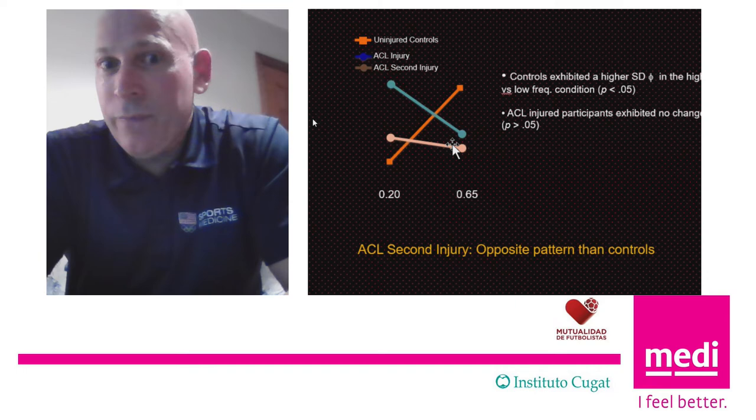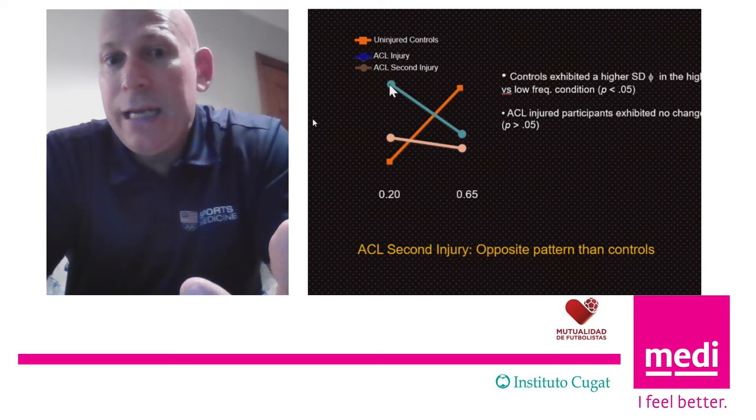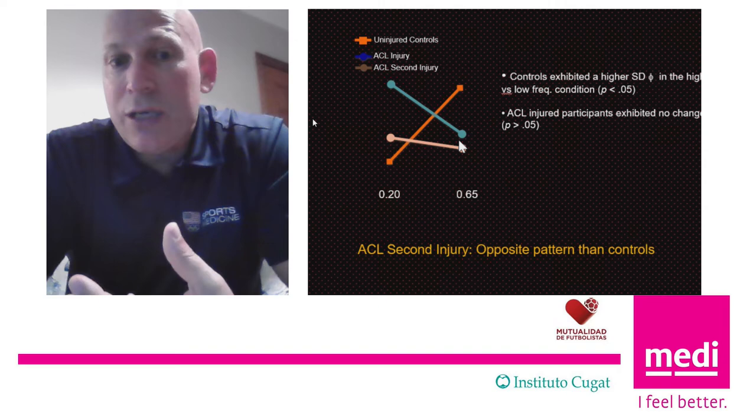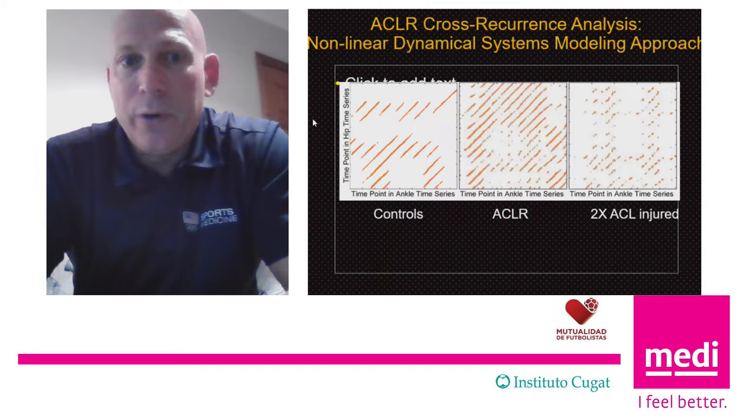And then those that are going to go on to a second ACL injury at slow speed, they have higher variability, 180 degrees out of phase. And at fast speed, they can't control and sense the joint. So they actually lock down the degrees of freedom and show a stiffening of the joint. And that's also predictive. If you look at this, normal athletes haven't had an injury.